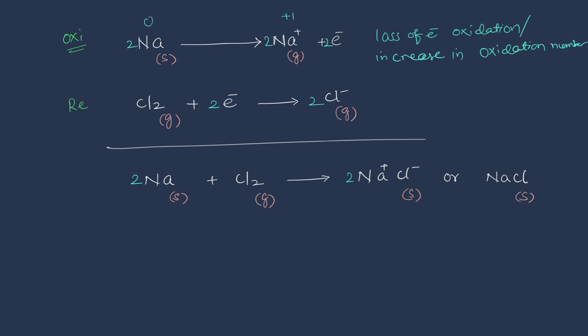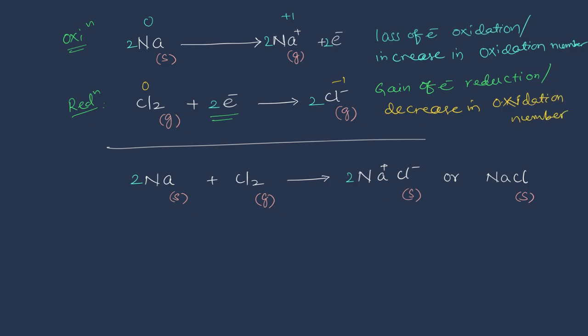Next one, what is this? Reduction. In this reduction, gain of electron. So now we can say gain of electron is reduction. Otherwise, another definition, what is there? Now here the oxidation number in elemental form is 0 and here minus 1 is there. Then what happened here now? 0 to minus 1 means decrease. So decrease in oxidation number, that is called reduction.